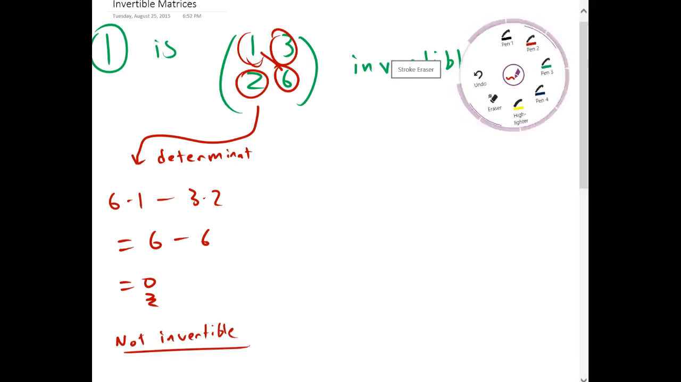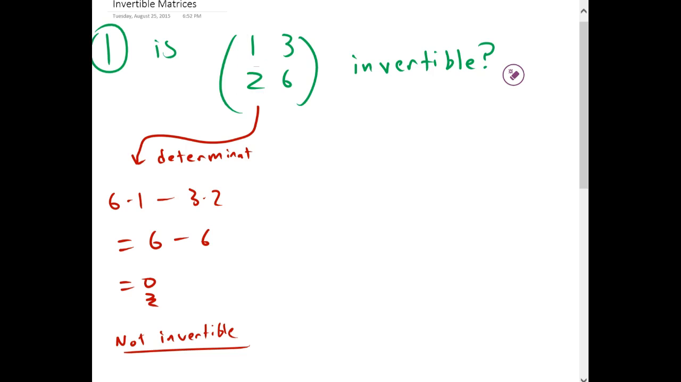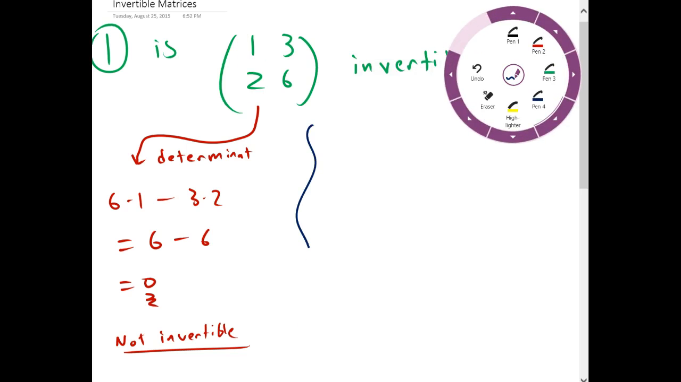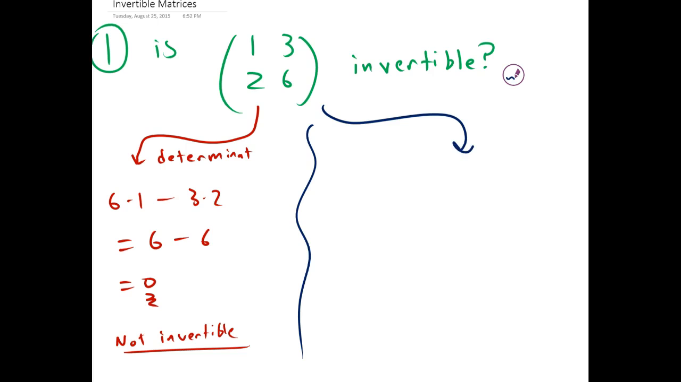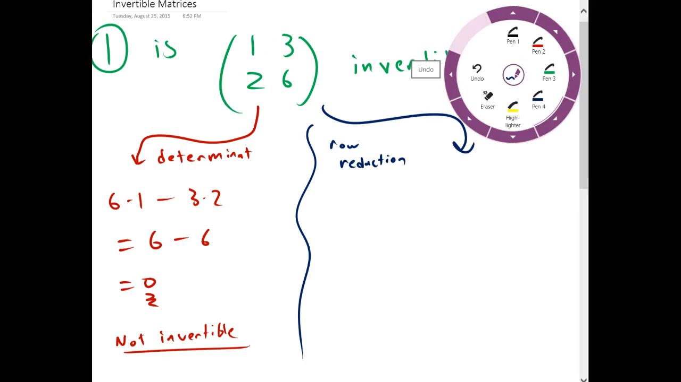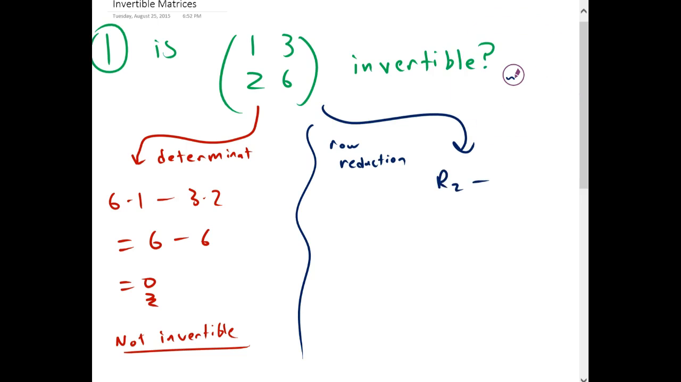The other way we could go about doing this is by using row reduction. And to do that, we already have a leading 1 in that row. We're going to get a 0 here, so we're going to take R2, subtract 2 R1 from it, which will give us unchanged top row, and bottom row 0, 0.